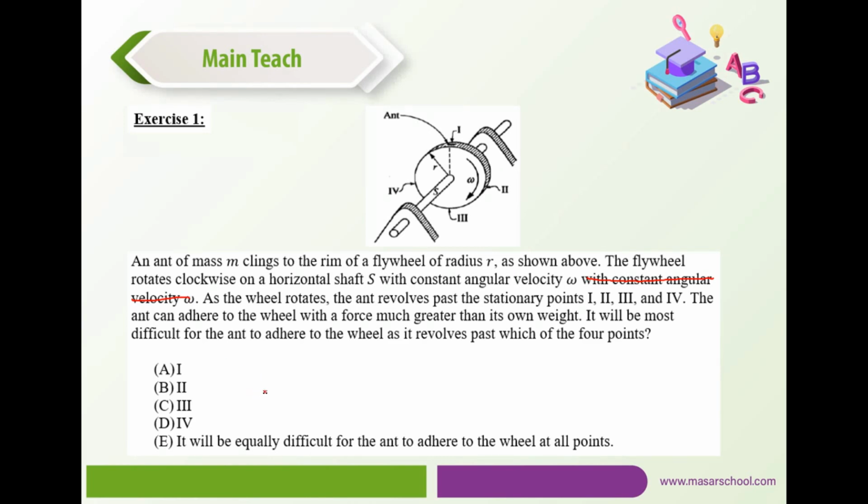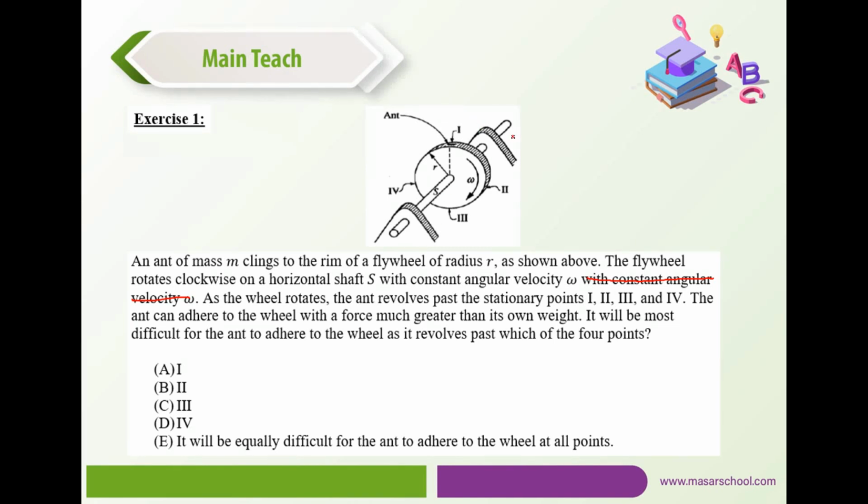As the wheel rotates, the ant revolves past the stationary points 1, 2, 3, and 4. The ant can adhere, which means it sticks, to the wheel with a force much greater than its own weight. It will be most difficult for the ant to adhere to the wheel as it revolves past which of the 4 points? So we need to determine which point among points 1, 2, 3, and 4 would be the most difficult for the ant to adhere to the wheel, so remain stuck to the wheel.